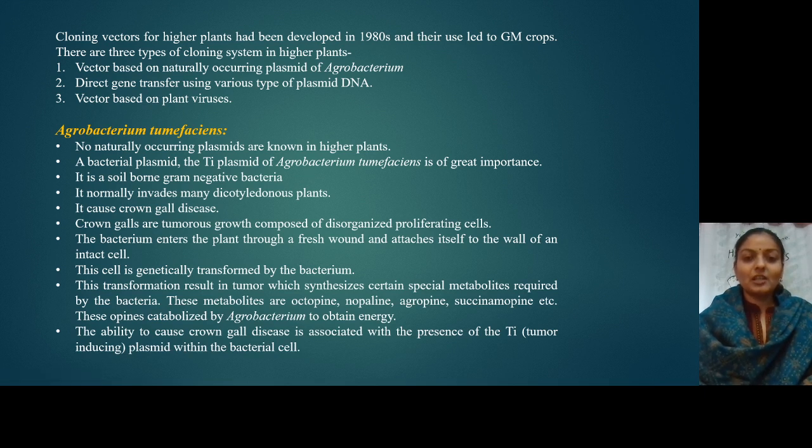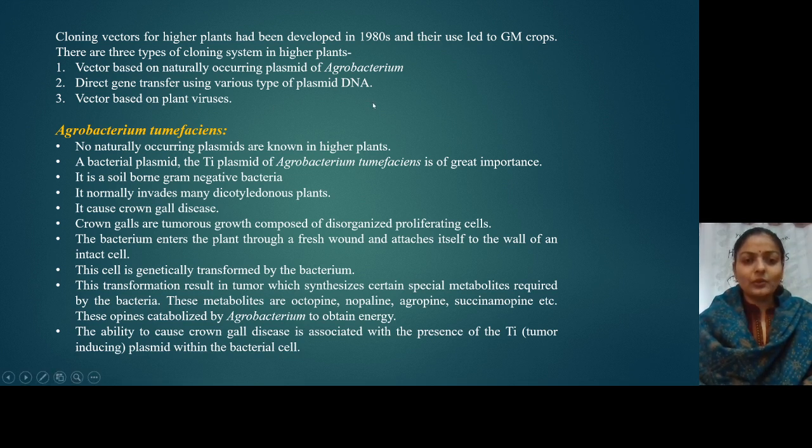Because Agrobacterium tumefaciens, a soil-borne gram-negative bacterium, invades dicot plants through wounds and infects the plant, where it causes crown gall disease, which is a tumor-like growth. In this tumor-like growth, it manipulates the plant cells to synthesize opines, which it uses for its own energy.